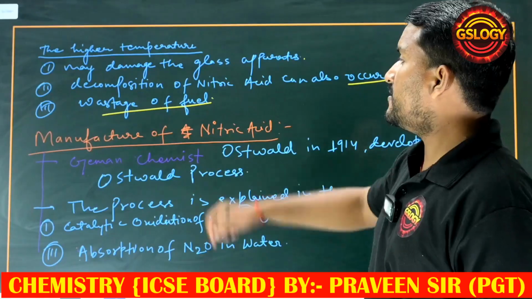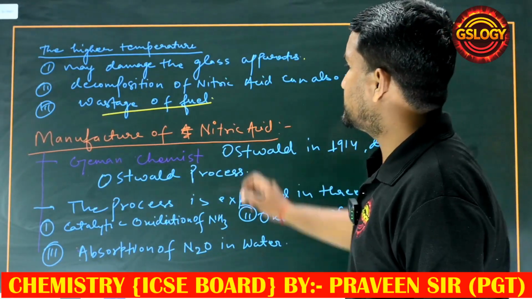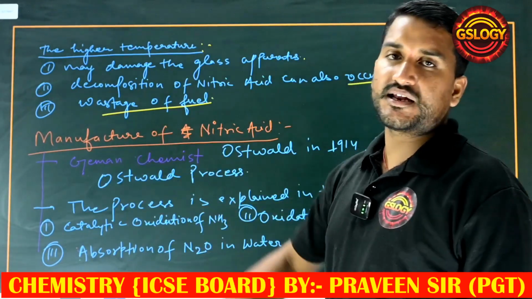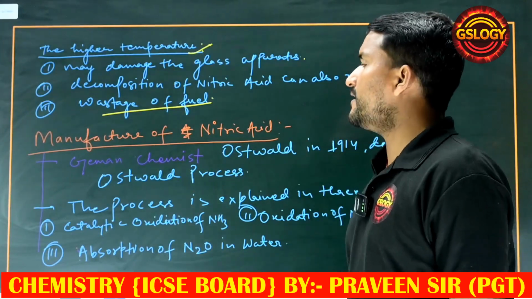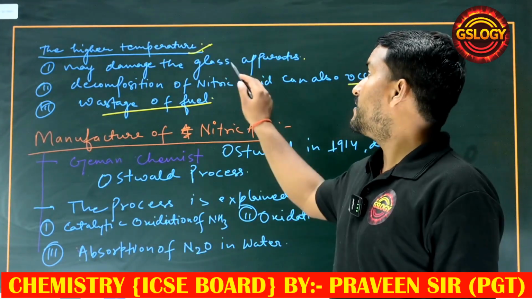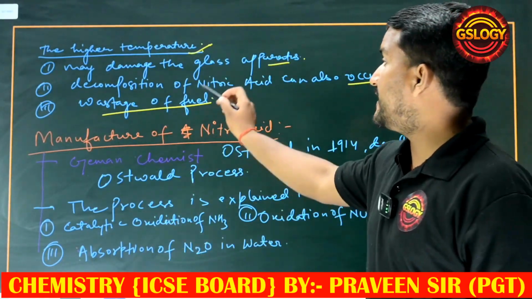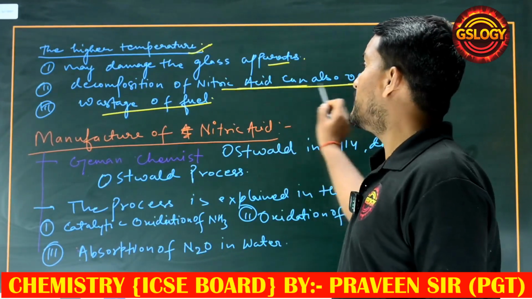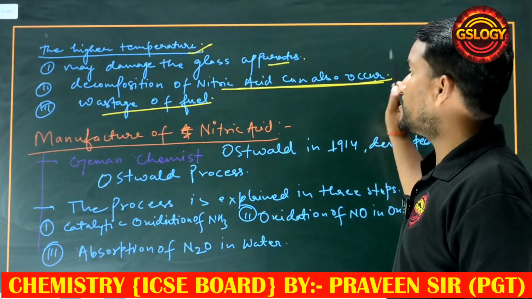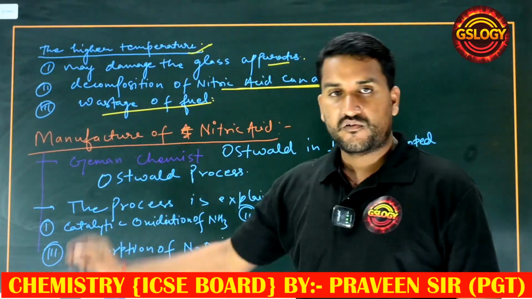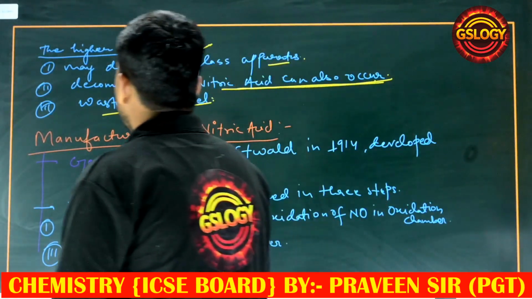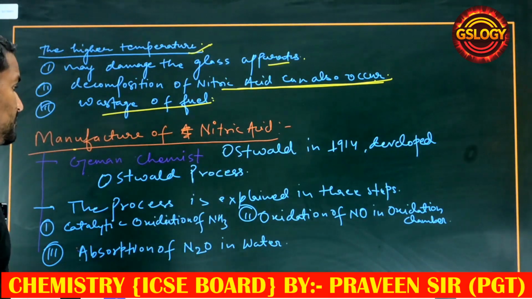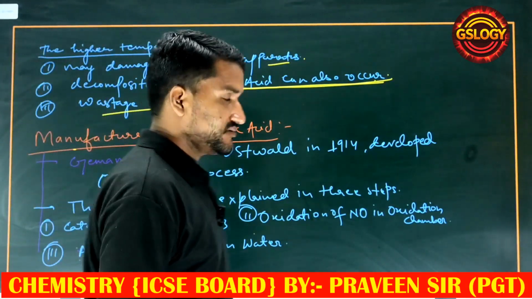So there are three causes. Means if the reaction occurs at a higher temperature, then these are the disadvantages of the higher temperature: it may damage the glass apparatus, decomposition of nitric acid can also occur, and wastage of the fuel. Got it, everyone? Next is the manufacture of nitric acid. Manufacture of nitric acid by the Ostwald process.